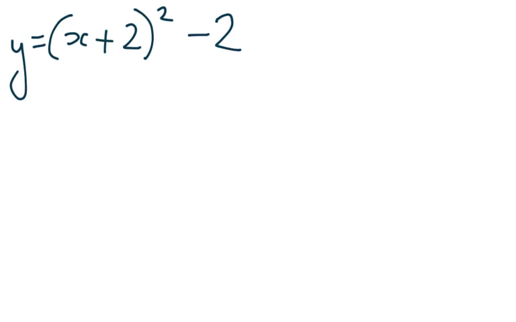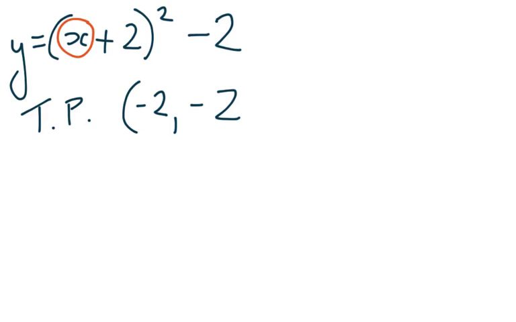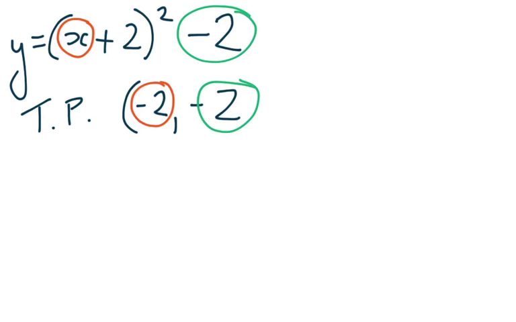Okay, so let's take this one for example. We need to list down the turning point. Now, it's in turning point form. So remember, the turning point is the opposite of the bracket, so it's +2 at the moment, so it is -2, and then whatever's added on the end, so -2. So this is your x, and this is the y. Okay, so our turning point is (-2, -2).